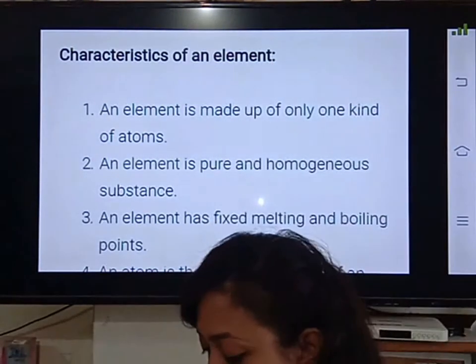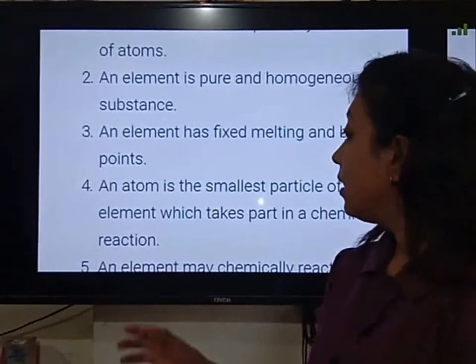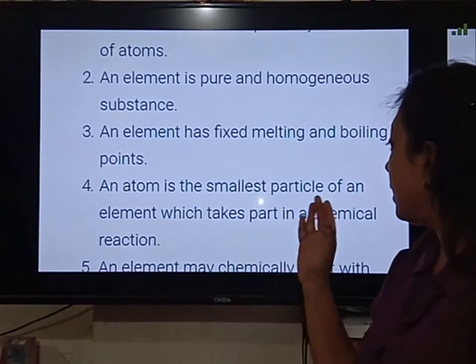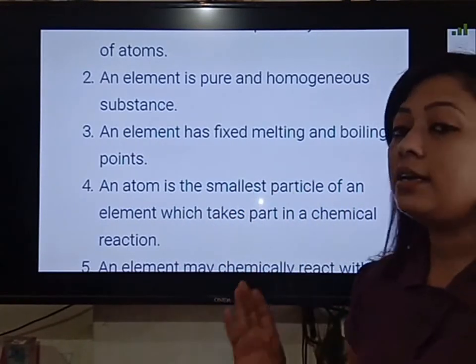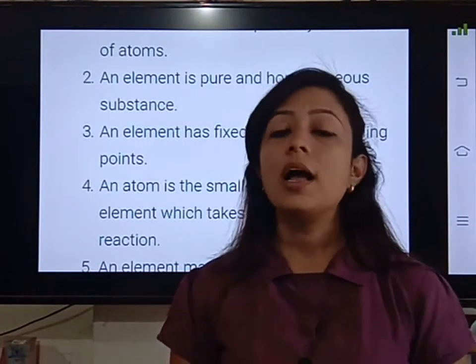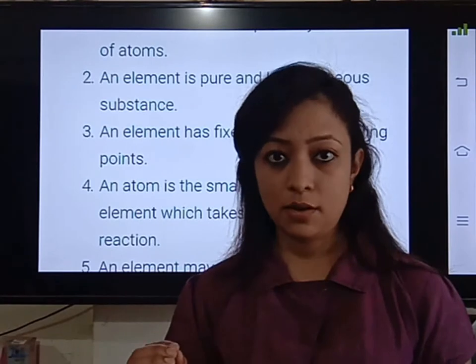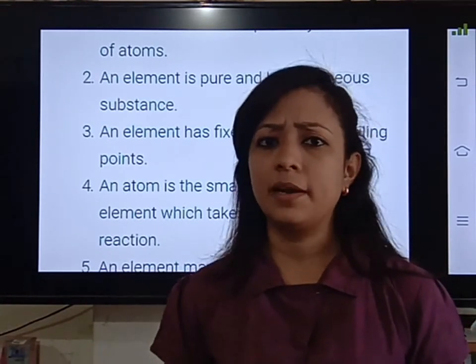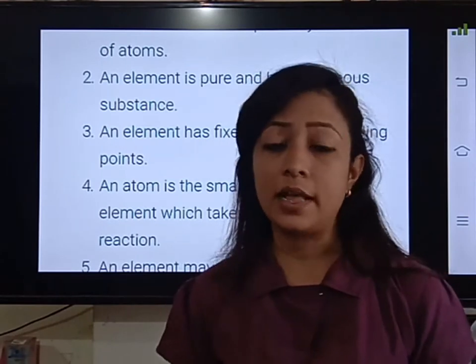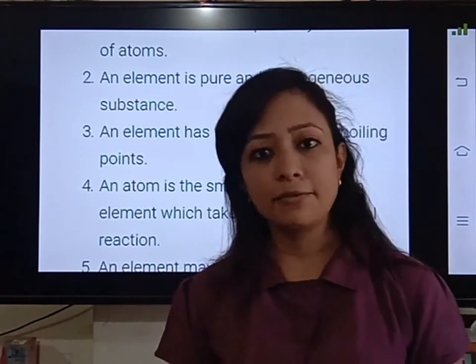Next is, an atom is the smallest particle of an element which takes part in a chemical reaction. As I told you, every matter is made up of the smallest particles, which are called atoms. So each and every matter is made up of small particles, and these particles are nothing but atoms. An atom is itself an element.